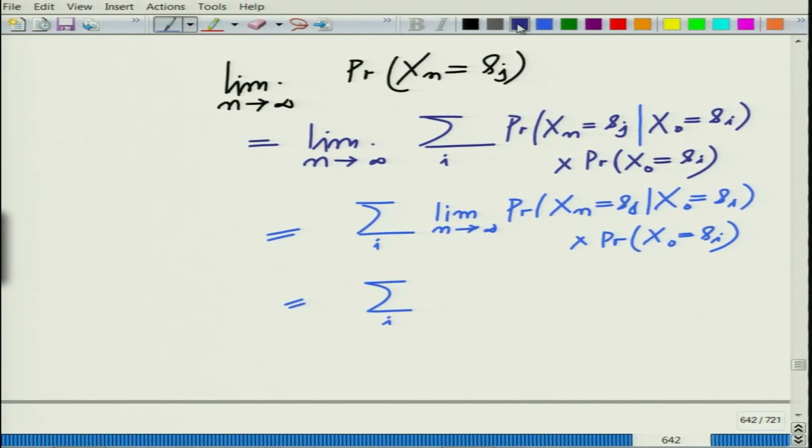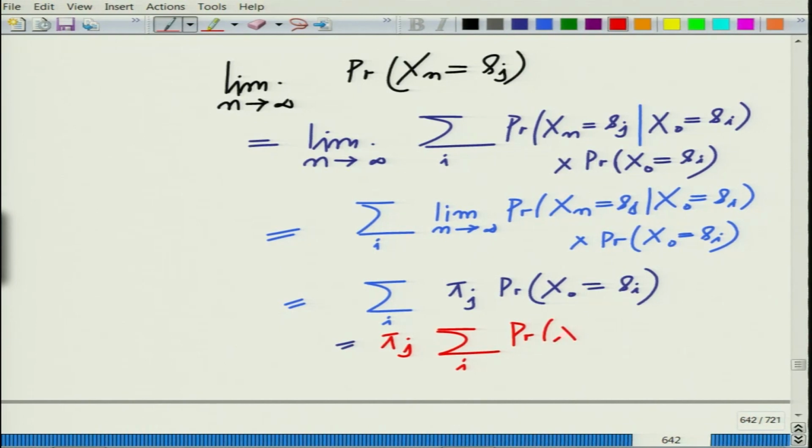This becomes the summation over i of probability x n equal to S j given S naught equal to Si. This is your pi j; remember, this is essentially your pi j times probability x naught equal to Si. Now you take this pi j outside, and this becomes the summation over i of probability x naught equal to Si. Now, this sum of all probabilities is equal to 1. So, this becomes equal to your pi j.